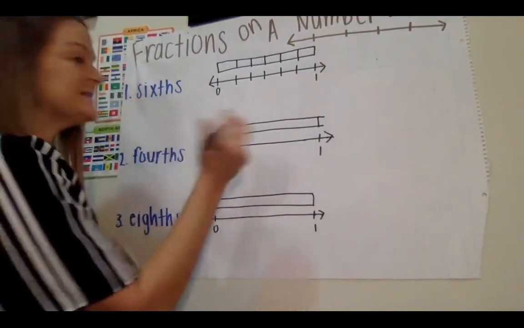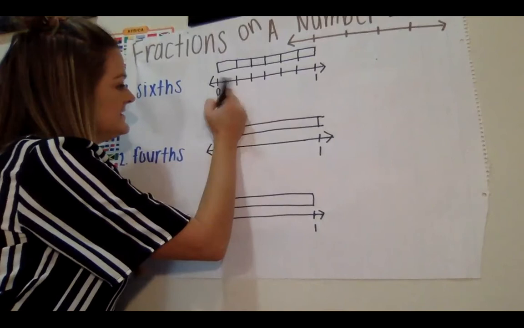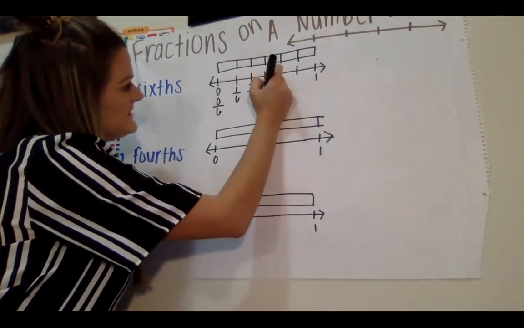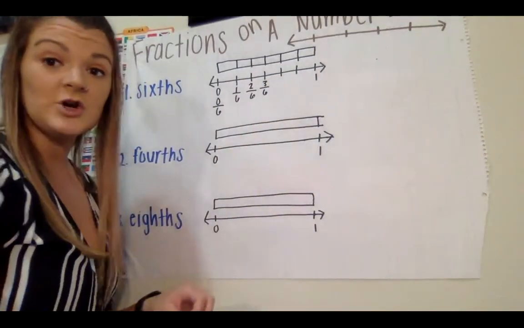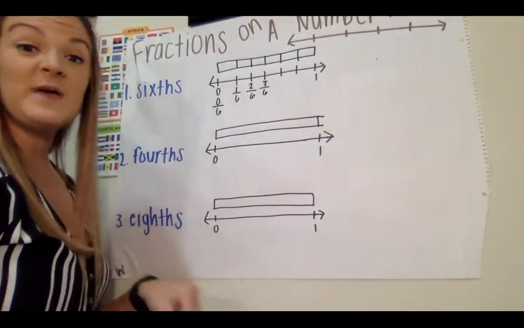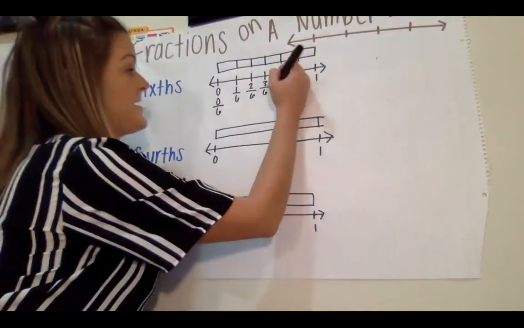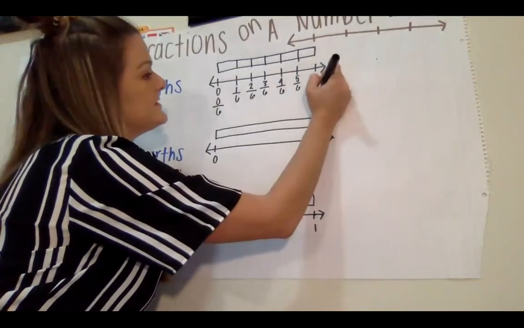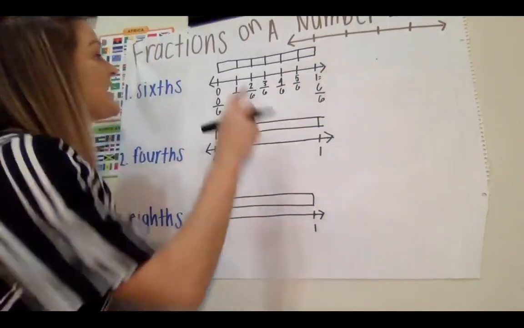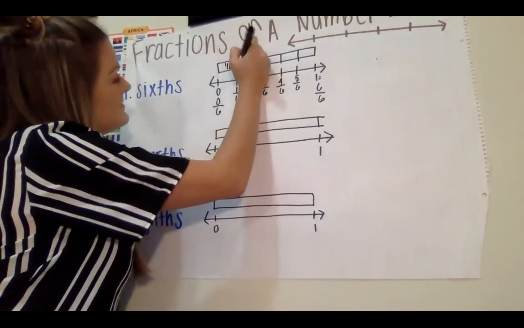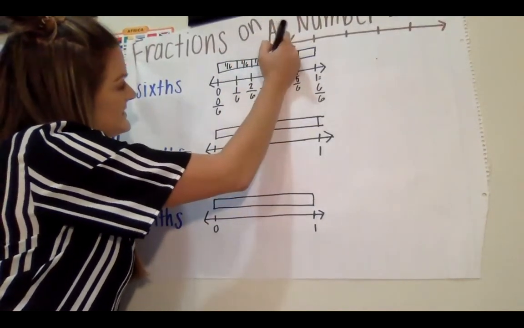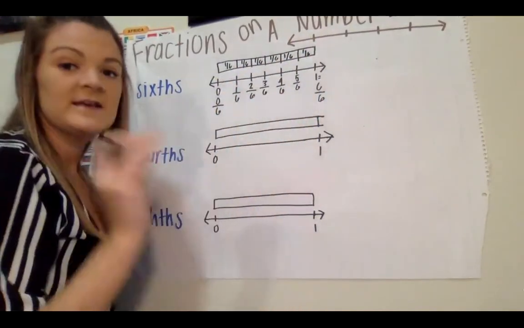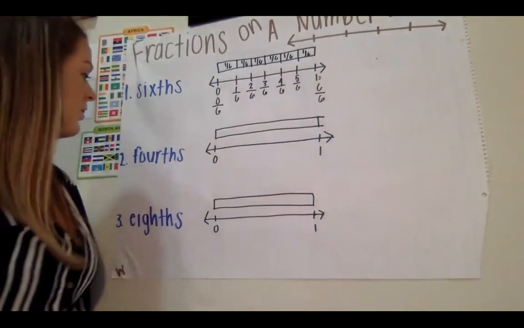Now I can label it. If it's sixths, I know 0 is 0 sixths, 1 sixth, 2 sixths, 3 sixths. And if you guys want to practice at home, this is a great time to get a piece of paper and practice drawing these number lines with me. 4 sixths, 5 sixths, and then we know 1 whole is equal to 6 sixths. And then I'm going to label each unit fraction as 1 sixth, because each one of these little squares represents 1 sixth, and 6 copies of 1 sixth makes a whole.